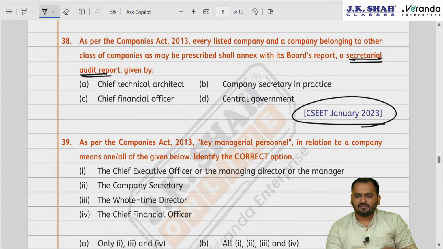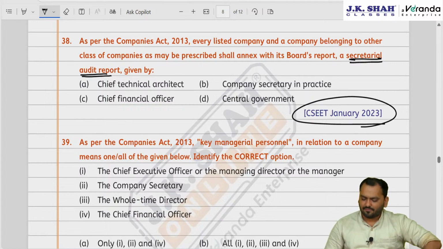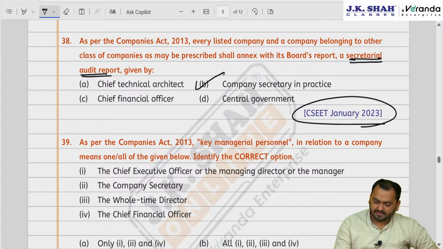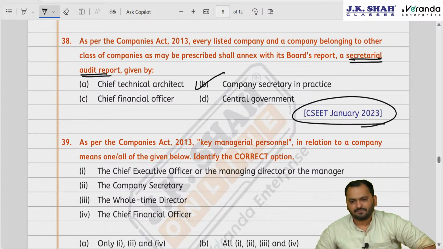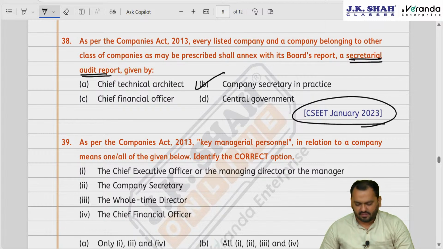Which professional? A professional which is considered as the legal advisor for the company, compliance officer of the company. So obviously this type of audit is conducted by the practicing company secretary. So who conducts this type of audit? So answer is company secretary in practice. Okay, so option B is the answer.